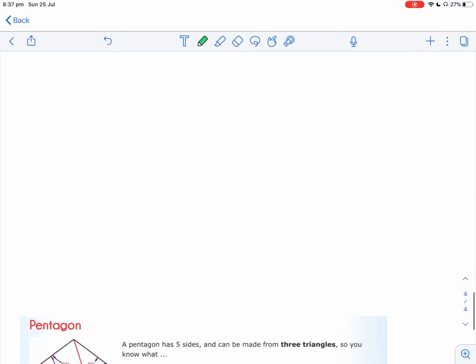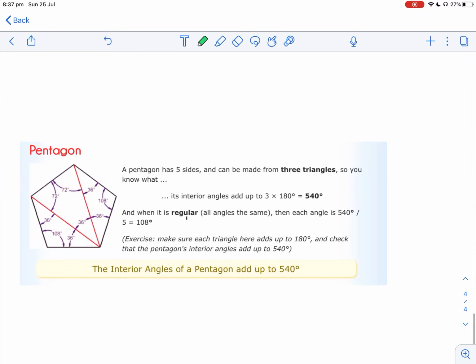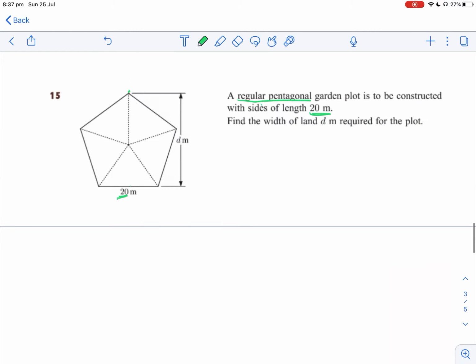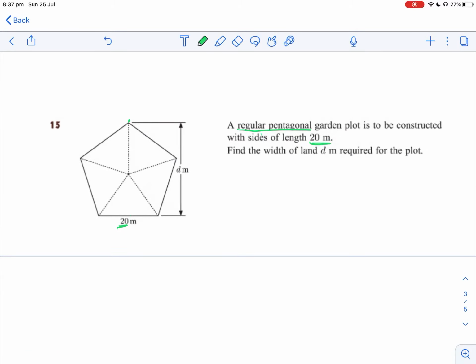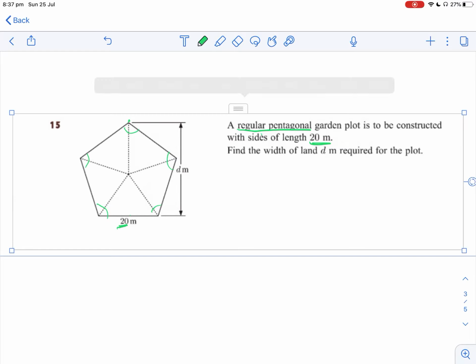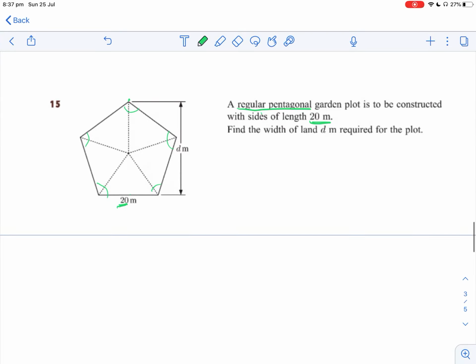Now, with a pentagon, a key bit of information you need to know is that all of its interior angles add up to 540 degrees. So if this is a regular pentagon, all of these angles will be the same size. To work out the size of one angle, I go 540 divided by 5, I get 108 degrees. So this one angle here is 108 degrees.